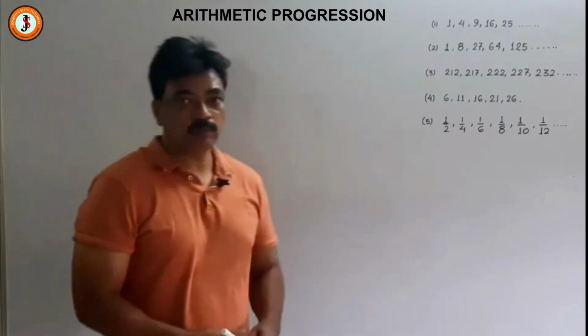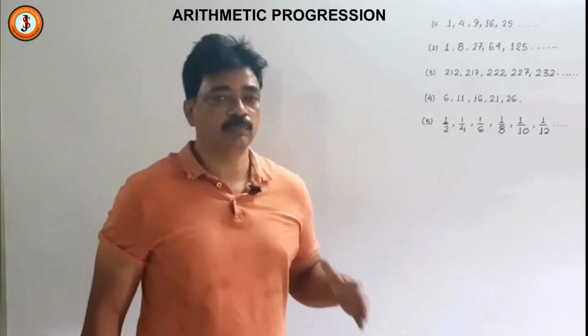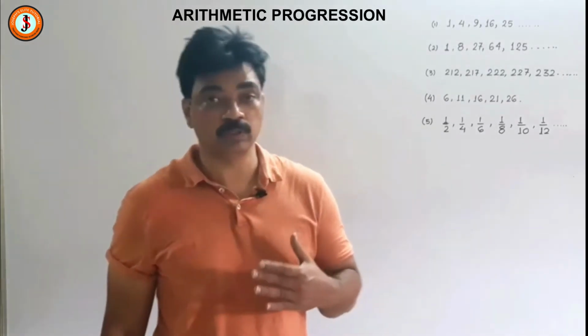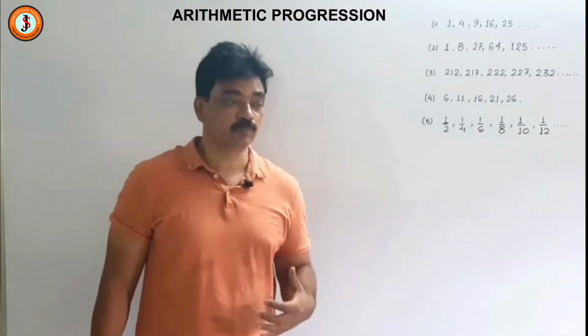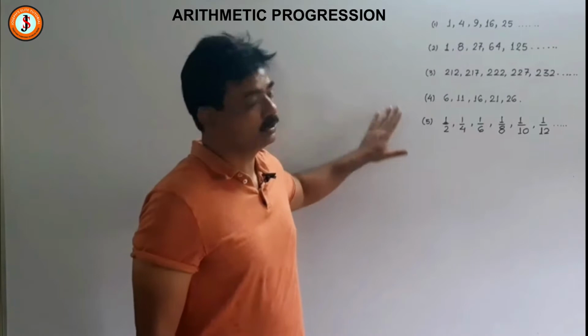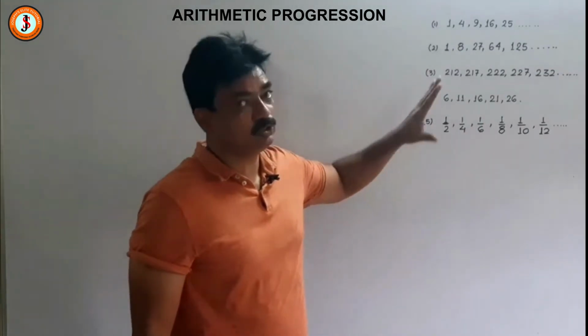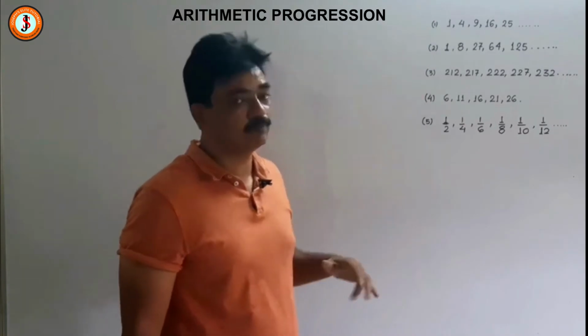So children, we are coming to a very important branch of mathematics, that is arithmetic progression, and arithmetic progression comes under a series called sequence and series. Now I've taken up some numbers which are there in form of a sequence. What do I mean by that? I'll try to explain through the examples, then you'll know.